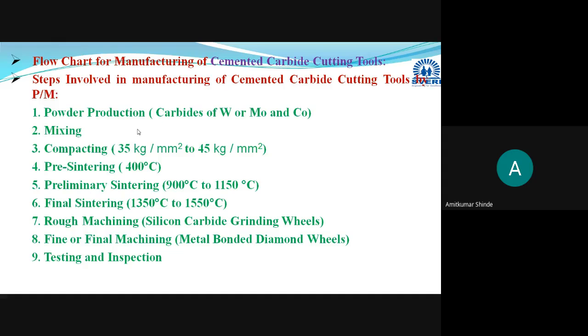Okay, paraffin wax in the petrol, or the camphor in the ether, or you can go for another lubricant, that is glycerin in alcohol. Any one lubricant you can use, paraffin wax in petrol, or glycerin in alcohol, or camphor in the ether. These will act as a lubricant, and they will provide the lubrication in the compacting or pressing stage.